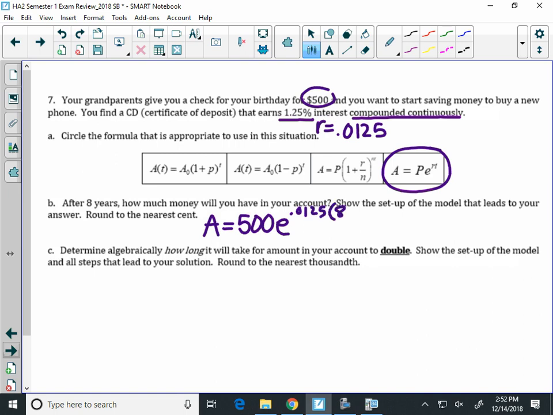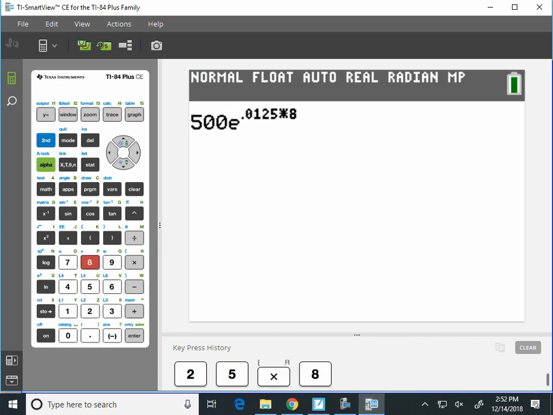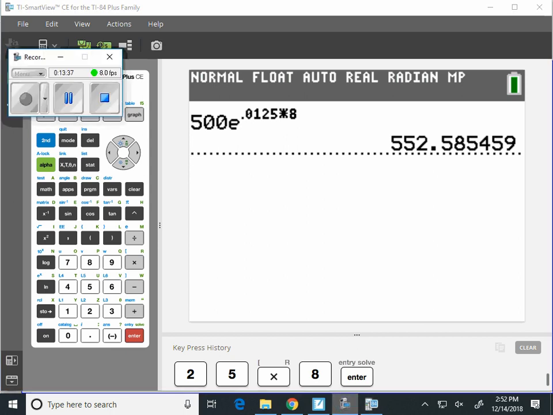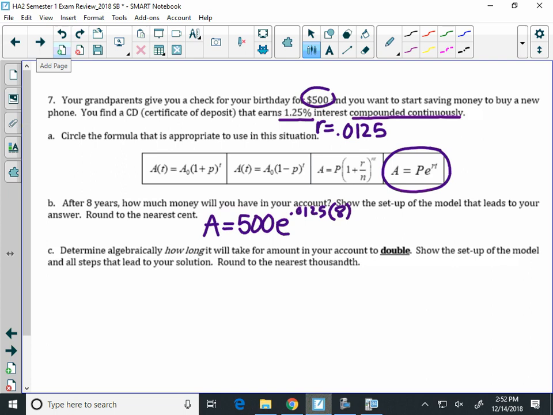And we have to know in 8 years what's the value, so 8 is our t. You can go ahead and type that exactly as it is into your calculator: 500 times e to the 0.0125 times 8. It's not a lot of difference, but in 8 years you'll have a little over $552. So here we have the answer, $552.59. That's all you'll have in 8 years.